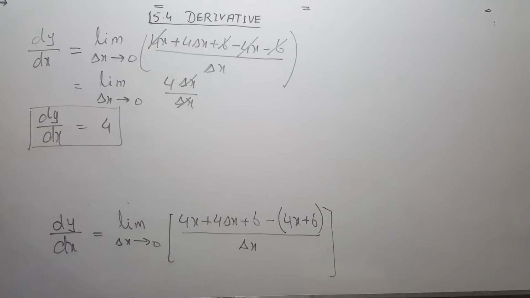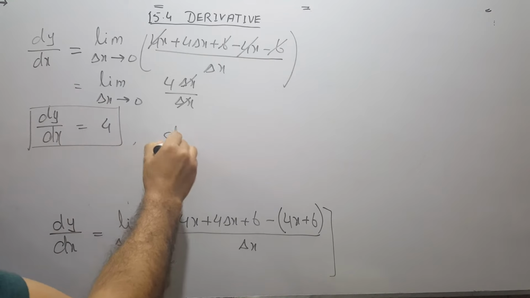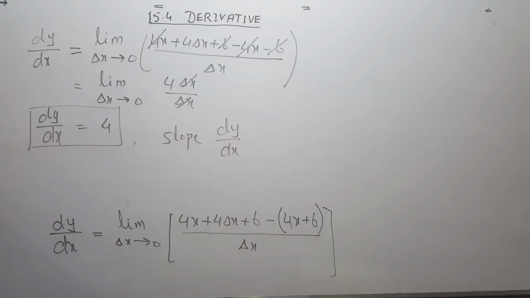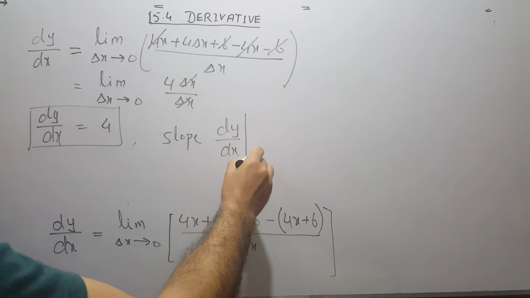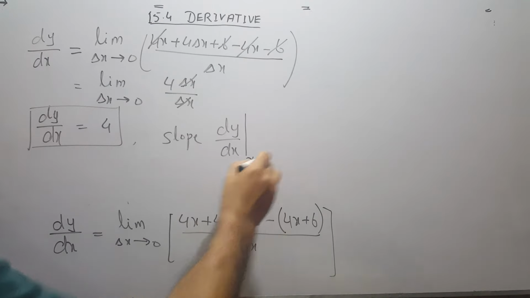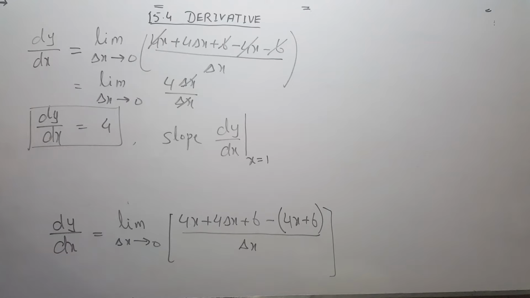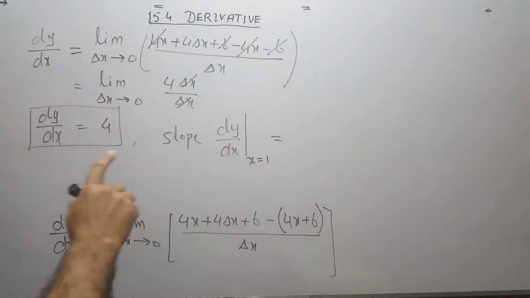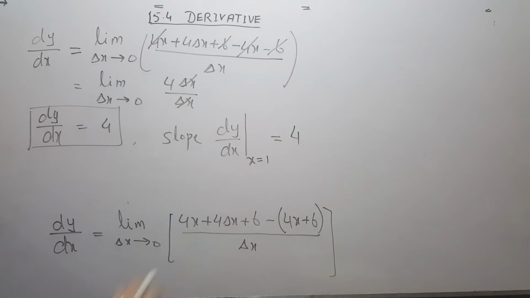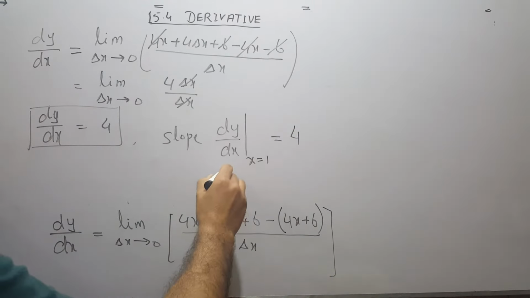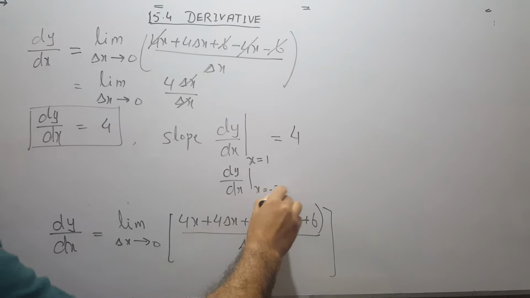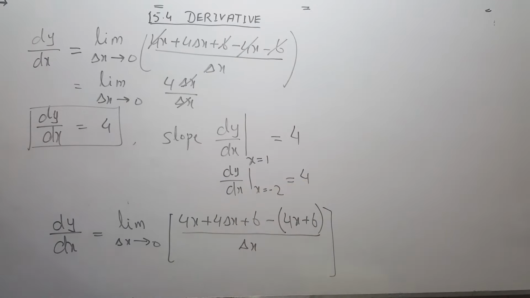Now for the slope, we said that slope is the derivative of the function, and they asked for x equals 1, what would be the slope? Since you can see that there is no x, whatever x value you put, it will give you the value 4. Now if I want to find the slope at x equals minus 2, this will be again 4 because there is no x involved here.